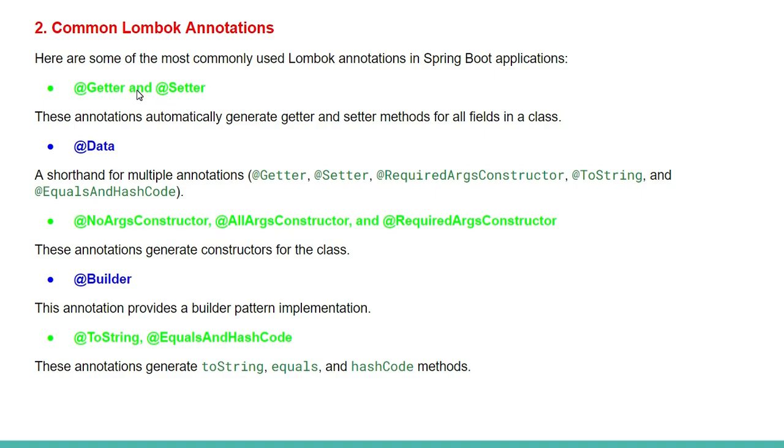These annotations automatically generate getter and setter methods for all of the fields in the class. This is the @Data annotation, a shorthand for multiple annotations. So @Data is a combination of @Getter, @Setter, @RequiredArgsConstructor, @ToString, and @EqualsAndHashCode. So this is the combination, all those things you can get with the @Data annotation.